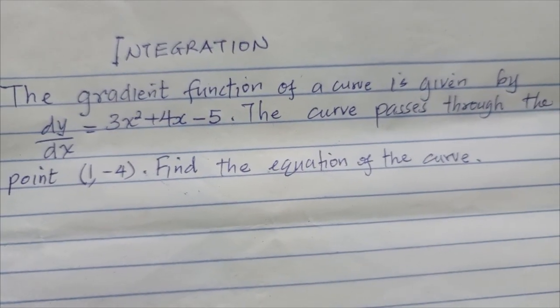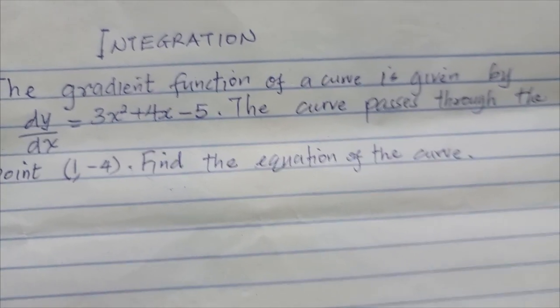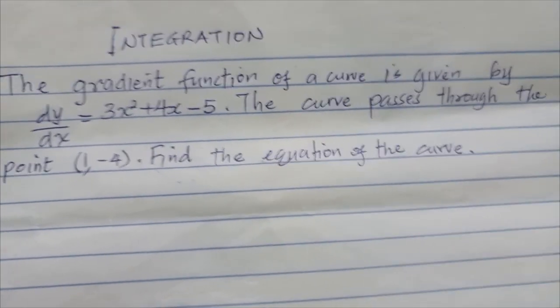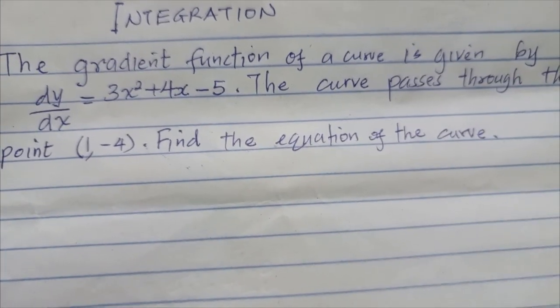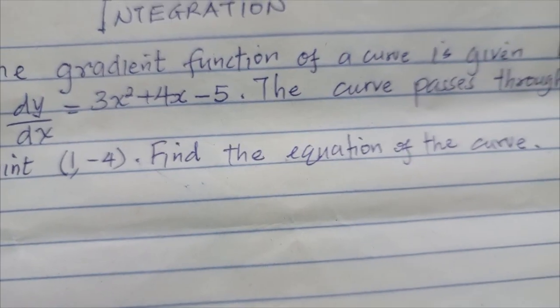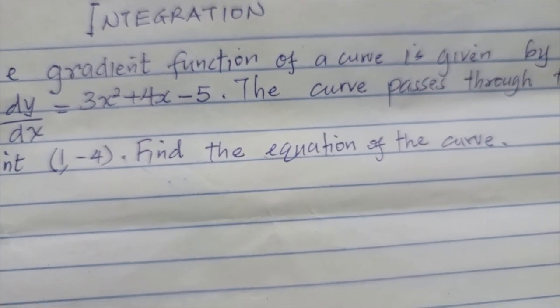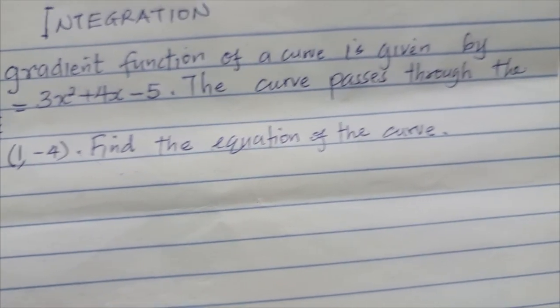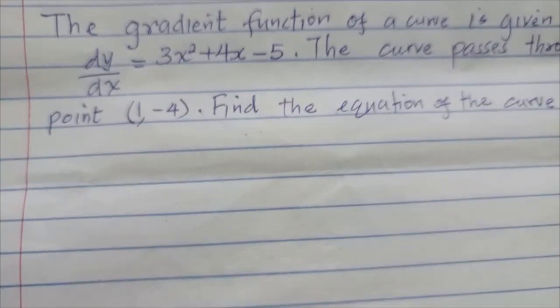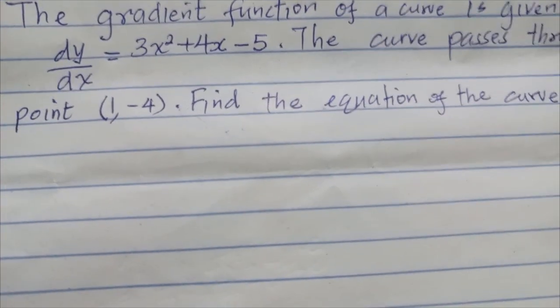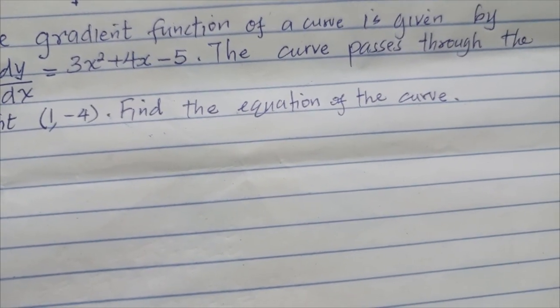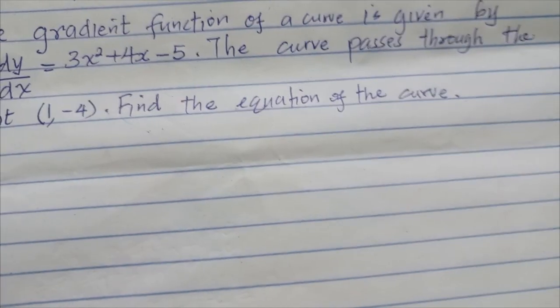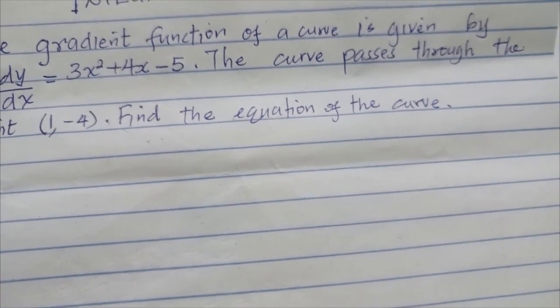And the question reads, the gradient function of a curve is given by dy/dx is equal to 3x squared plus 4x minus 5. The curve passes through the point (1, -4), a point whose coordinates are 1, -4. Then the question is, find the equation of the curve.